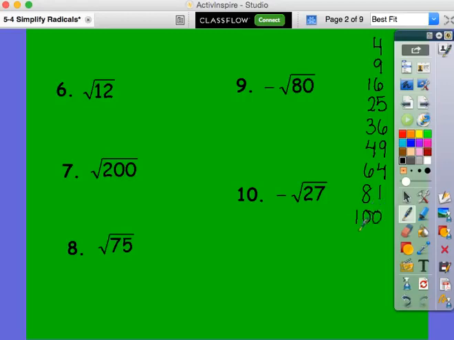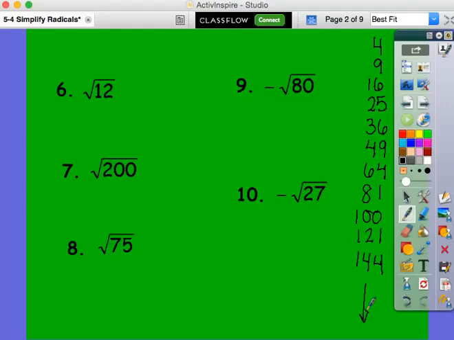11 times 11, 121. 12 times 12, 144. When's it going to stop? It's not, right? It's going to go on to infinity. Okay, that's a good distance, so that'll be good for us. If we needed to go further, we could add to our list.